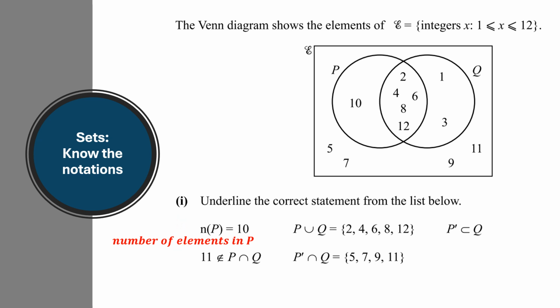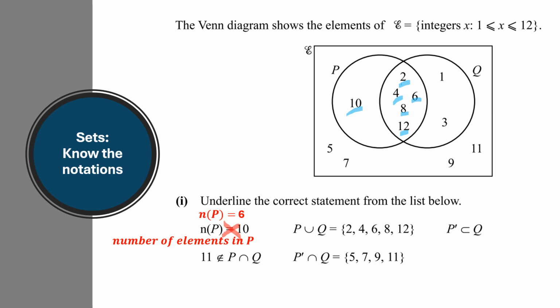So it means the number of elements in set P. Looking at set P, I have 10, 2, 4, 6, 8, 12. So do a count here. In total, there are 6 elements. Therefore, I know that this one is not true. So this is not correct.